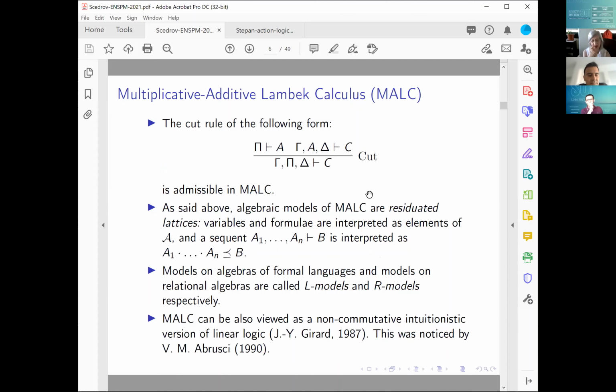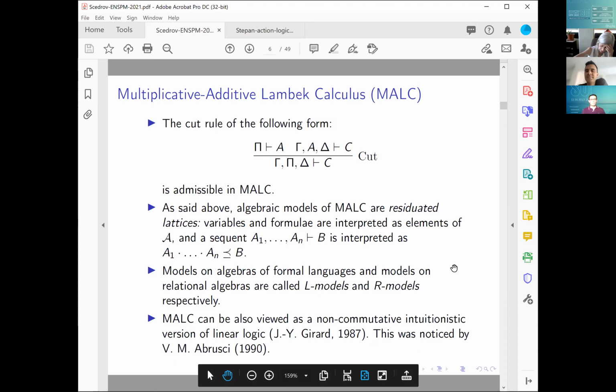The sequent is interpreted as the multiplication of the formulas on the left sitting below, in the lattice order, the interpretation of the formula on the right. In particular, for the residuated lattices of our first two examples, the language models and relational models, I'm going to call them formal language models, or L models, and relational models, briefly R models. Of course, the modern view of all this is that it is simply non-commutative intuitionistic linear logic. This relationship between the two was discussed in the 1990s by Abrusci.